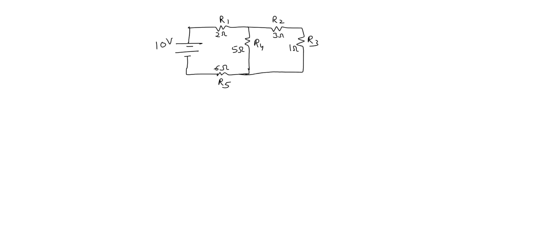In this video, we learn how to solve a combination circuit. Let's suppose there is one voltage source and we have resistors in series and parallel. That means it's a combination circuit. Let's suppose the question says you need to find the current in each resistor. First of all, we need to figure out how the resistors are connected.